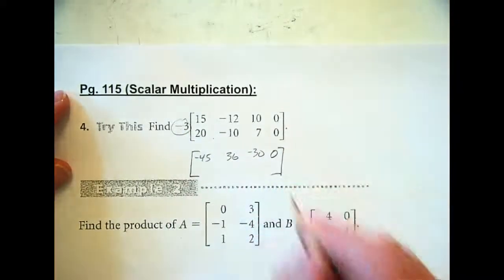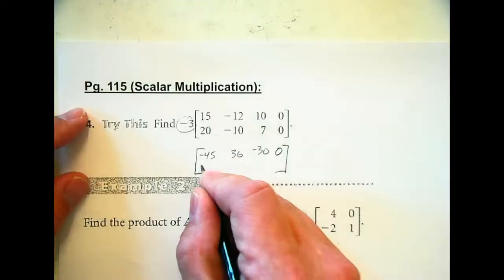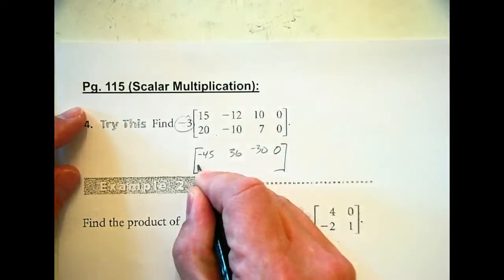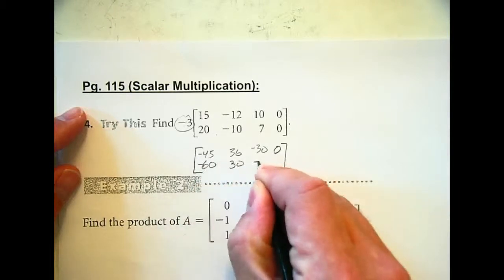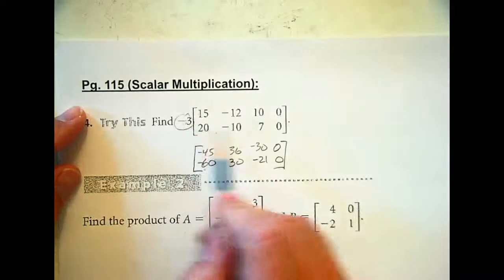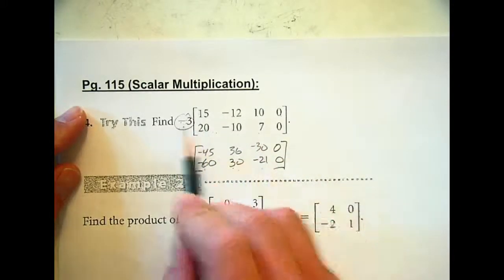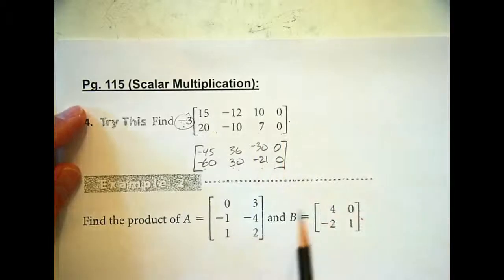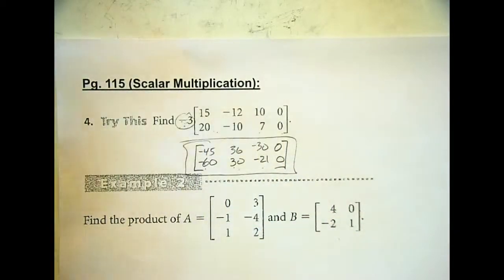I want everyone to come up with the bottom row. Okay, what's this one? Negative 60. And this one? 30. This one? Negative 21. Good. So negative 3 times 20, negative 60, positive 30, negative 21, and 0. Good. Scalar multiplication. Difficult? Not so much. Pretty easy, actually. Matrix multiplication is more difficult.